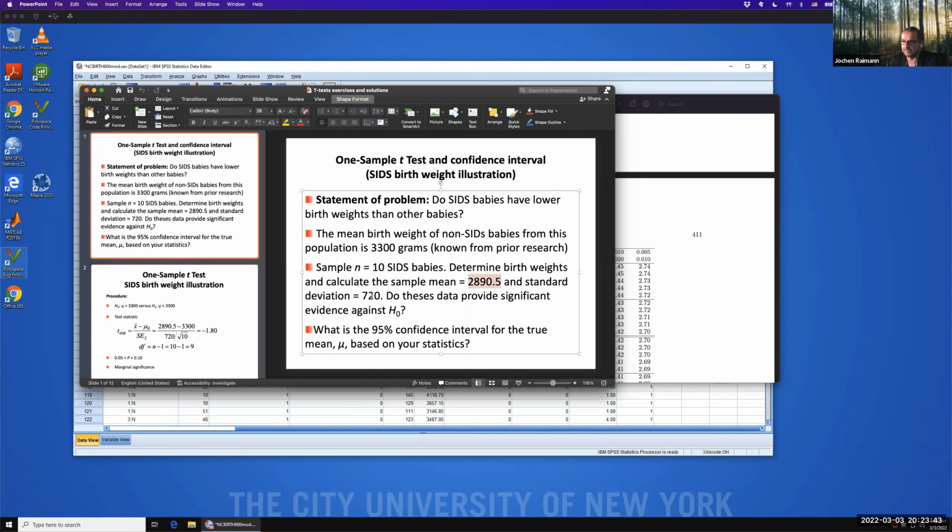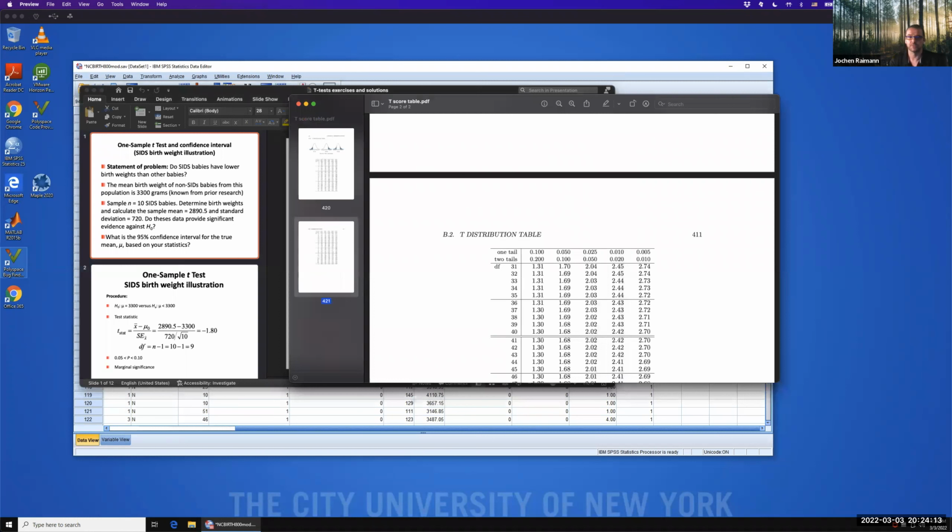2,890.5 with a standard deviation of 720, which is the next distinction between a t-test and a z-test. For the z-distribution, you need to know the standard deviation from your population. So this is given for a z-test. For a t-test, you're estimating your standard deviation from your sample. So now in this example, you're trying to quantify, and I'm opening an Excel spreadsheet because then it gets easier to illustrate that.